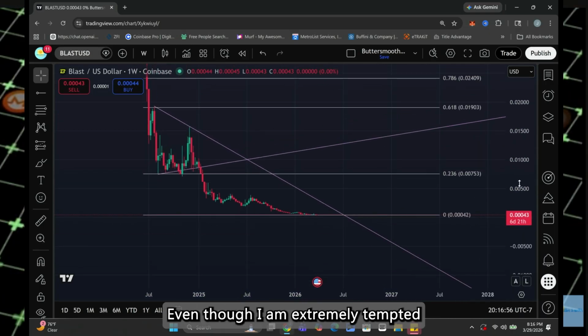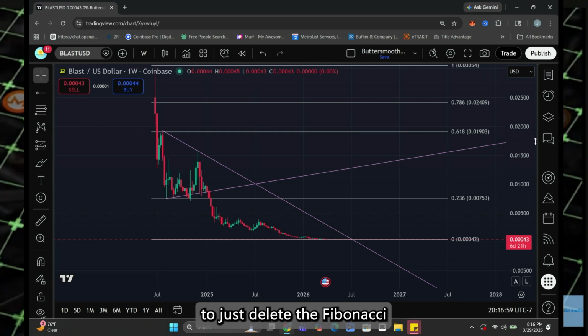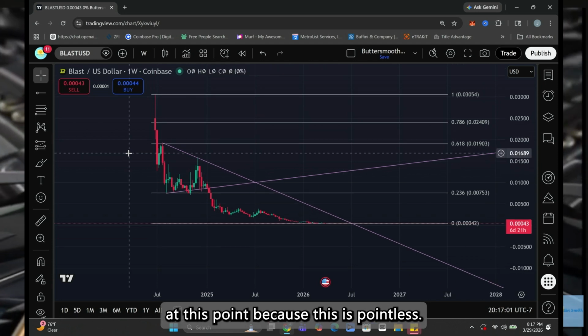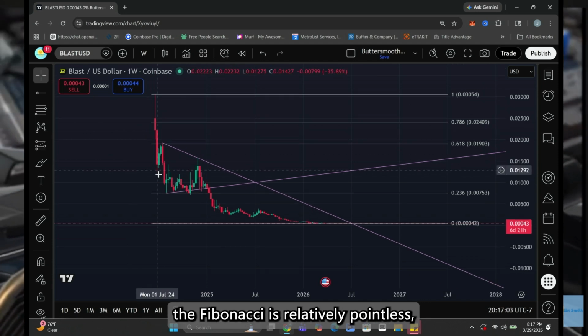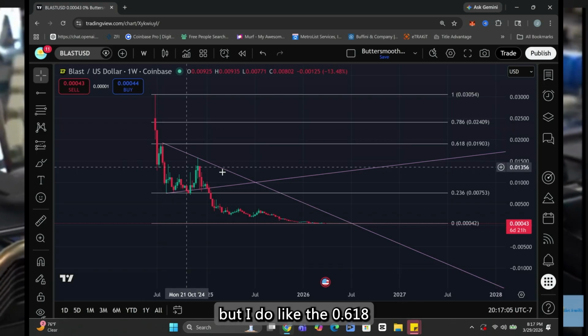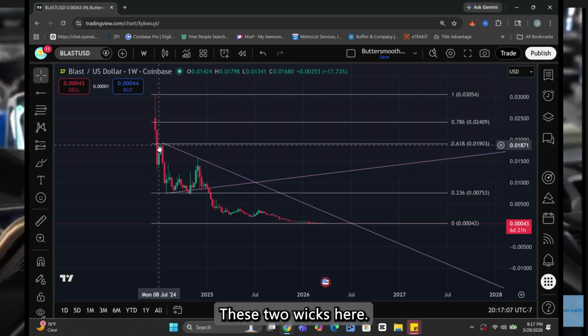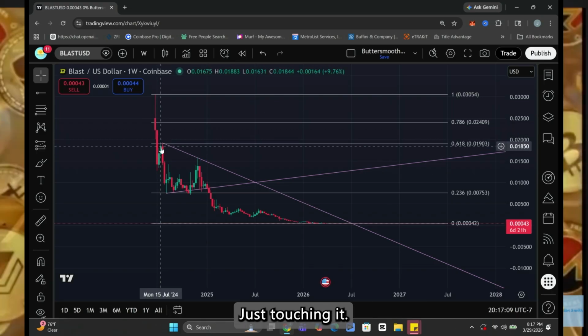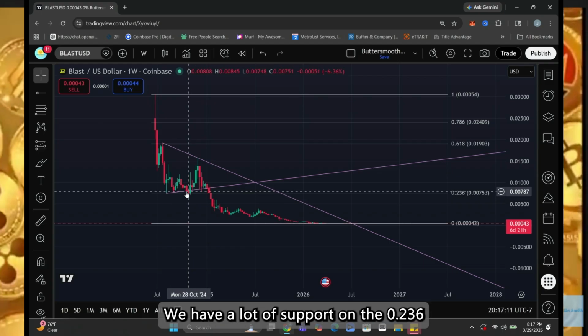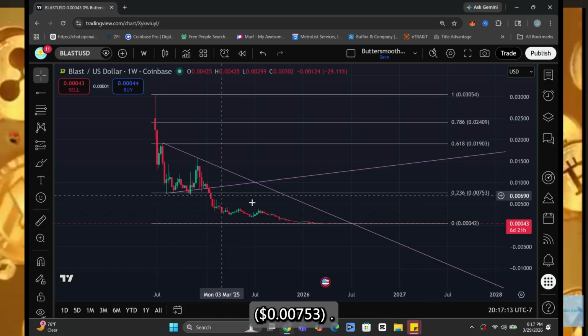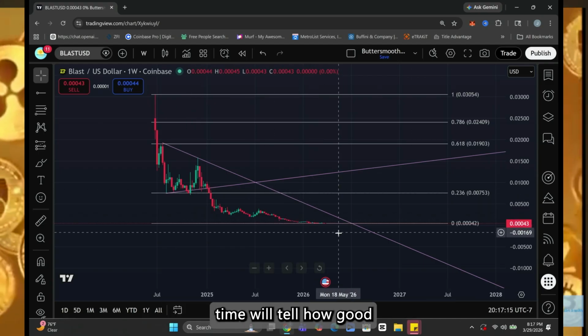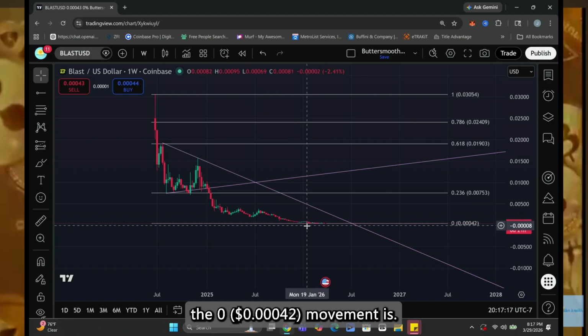Even though I am extremely tempted to just delete the Fibonacci at this point because this is pointless. Yeah, the Fibonacci is relatively pointless, but I do like the 618, right? We have these two wicks here just touching it, we have a lot of support on the 236, and then our zero movement. Time will tell how good the zero movement is.